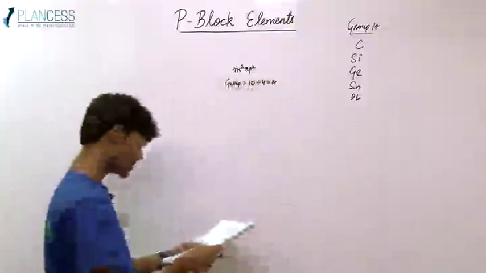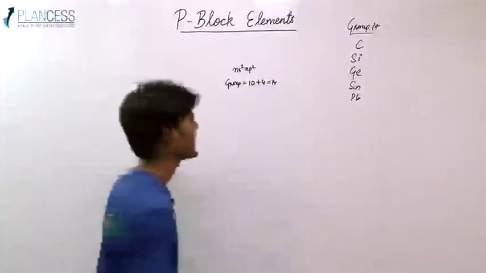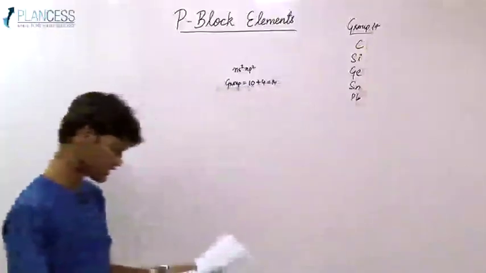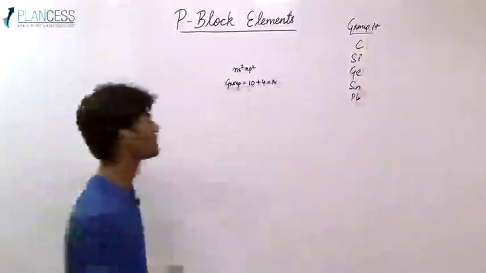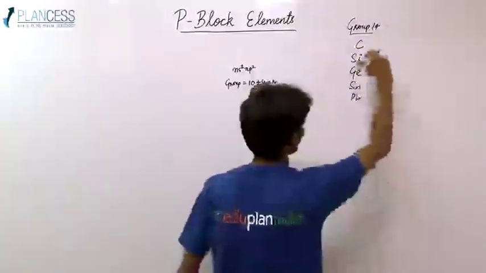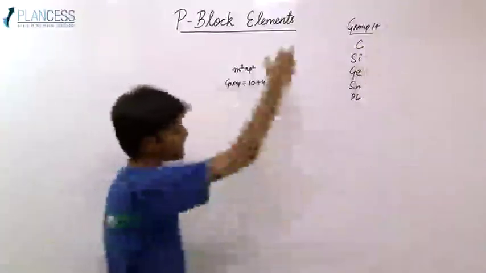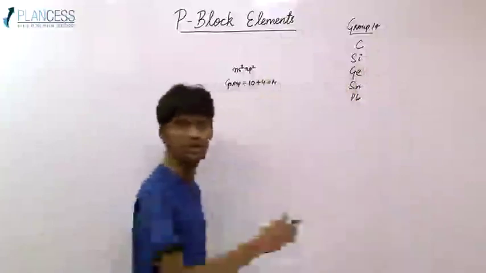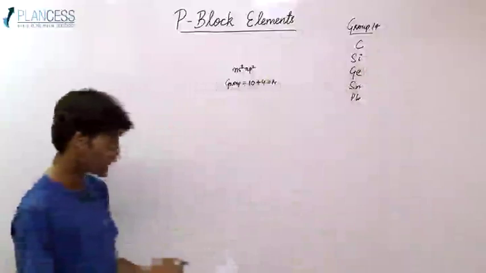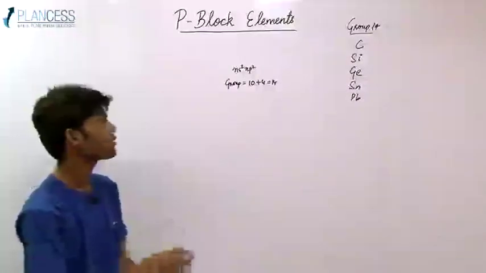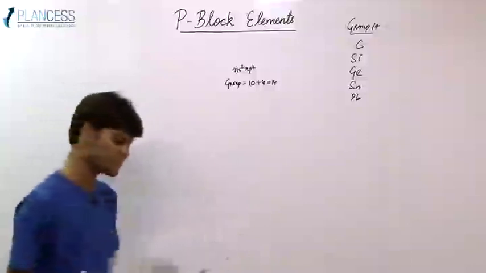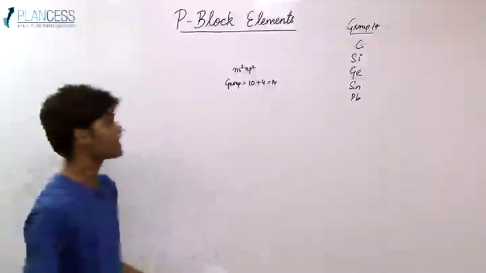Talking about its general properties, first would be again the atomic radii. As we go down the group, the atomic radius should increase, and that is the correct order. However, there are slight changes between tin and Pb, but it is not that important. Generally, as we go down the group, the atomic radii increase. The next would be the ionization energy. Ionization energy, as we go down the group, decreases because atomic radii increases.